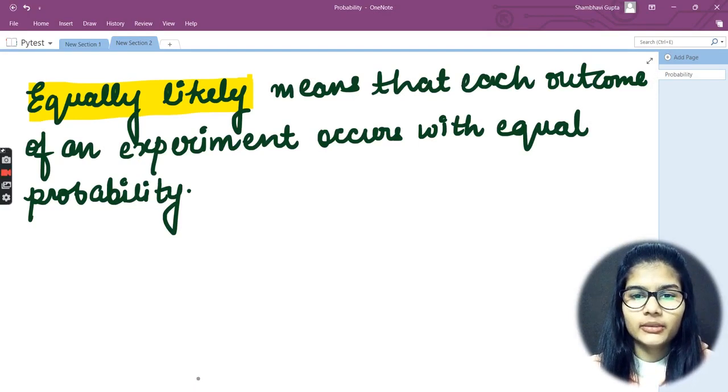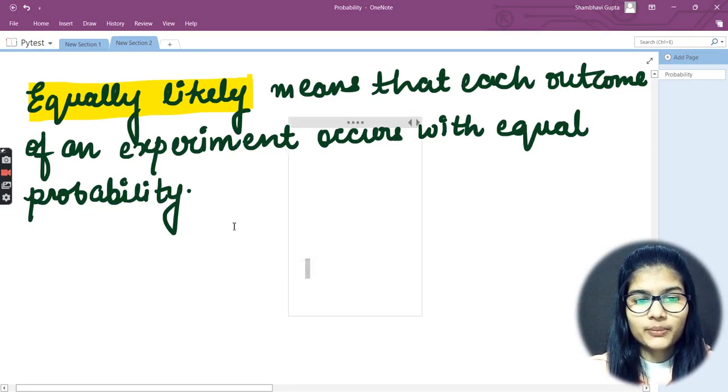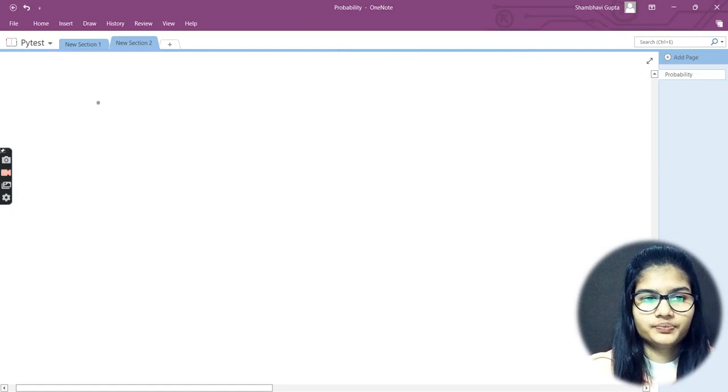So equally likely means that each outcome of an experiment occurs with an equal probability. This is what equally likely actually means. Now, if I have to compute the probability for that, how will I do it? So let's check that out here.